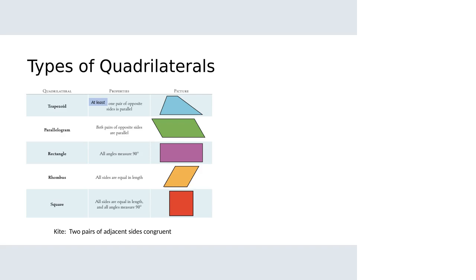Types of quadrilaterals. Remember, quadrilaterals are four-sided polygons. So that tells us something about them. That tells us that they are simple, closed, made up of line segments. And the fact that they're quadrilaterals means there's four sides. So let's talk through these here.